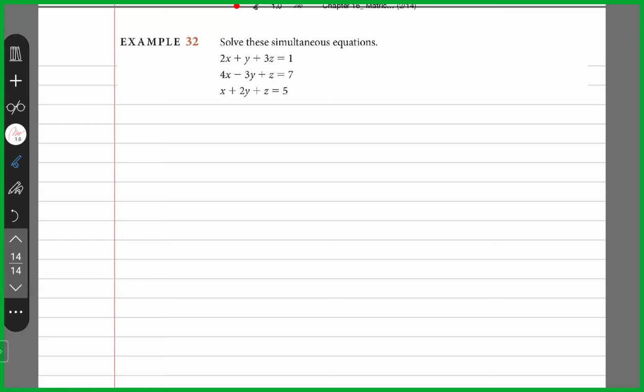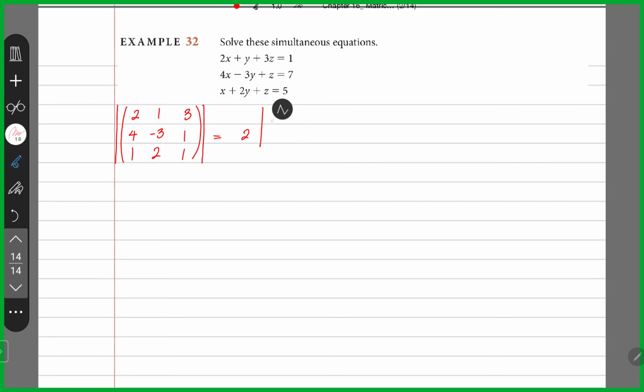So example 32 says solve these simultaneous equations. We need the determinant of the coefficient matrix. The coefficient matrix is 2, 4, 1, 1, minus 3, 2, 3, 1, 1. The determinant is 2.